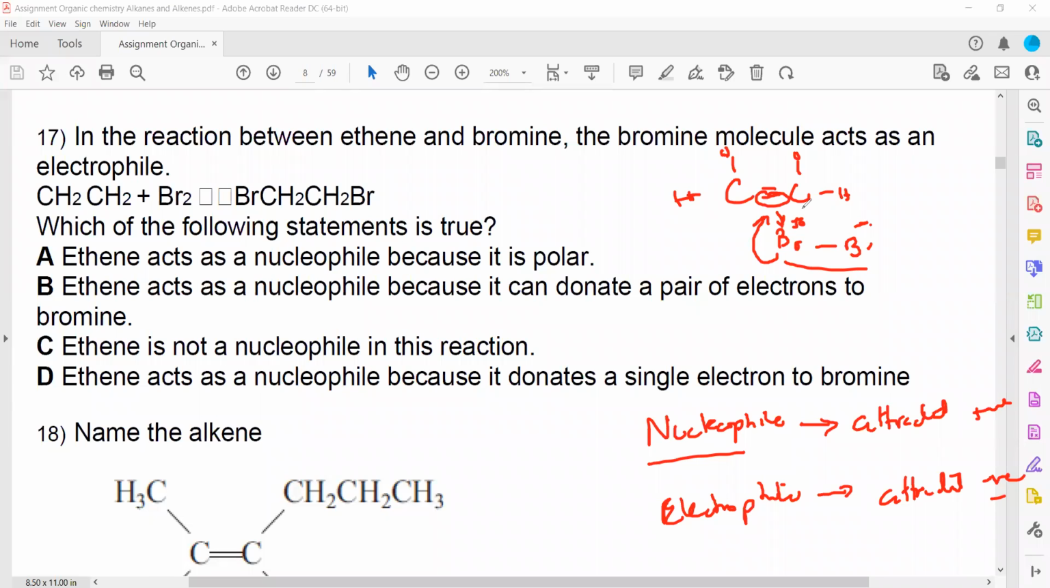Nucleophile means the substance which is attracted towards the positive center, or it tends to donate electrons. And electrophile has the tendency to accept electrons. So in terms of the definition of electrophile and nucleophile, ethene acts as a nucleophile because it donates a pair of electrons to bromine. That's why B is the right answer for this. Is it clear? This one?